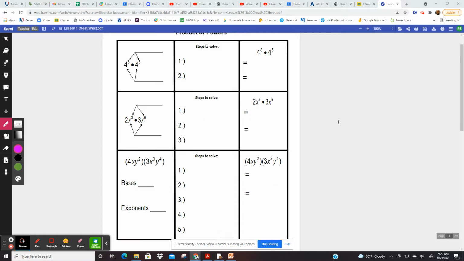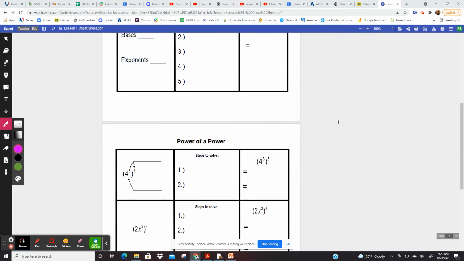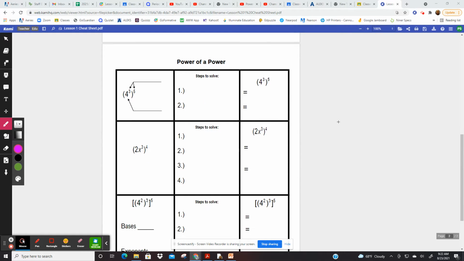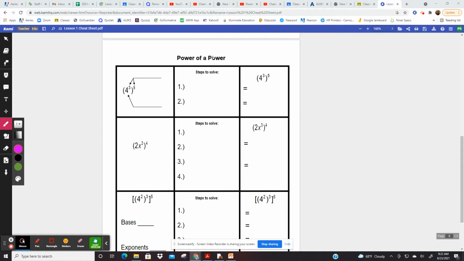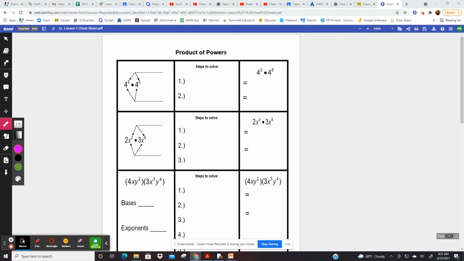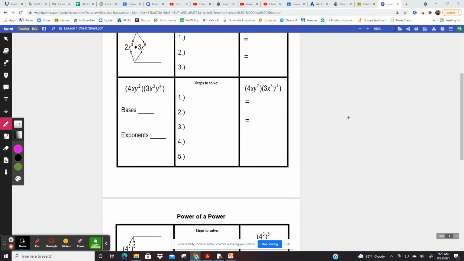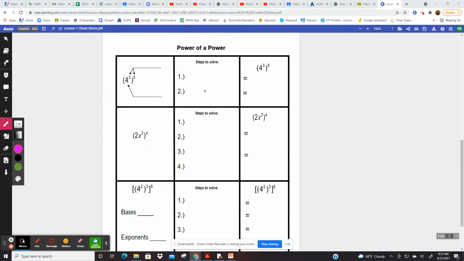Exponents part one. Now, this is what we did yesterday. We looked at the power rule. So on this cheat sheet we have the product rule. I know it says product of powers, but it's the product rule. And then we have the power rule.